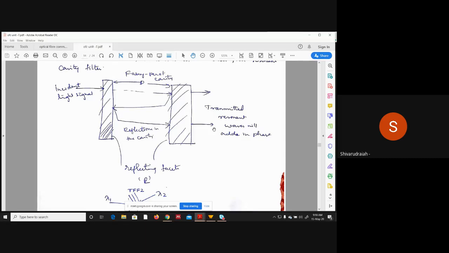So you can see on the right hand side, transmitted resonant waves are all going to add in phase. Okay, so those wavelength signals which are satisfying the resonance condition will come out of the cavity and they will be transmitted out of the dielectric thin film filter. But there are other wavelengths which start reflecting inside the cavity and they will not be allowed to transmit. Instead, they will be reflecting back to the original medium, the medium in which the light signal has entered. Okay, so that is the working principle of the dielectric thin film filter.